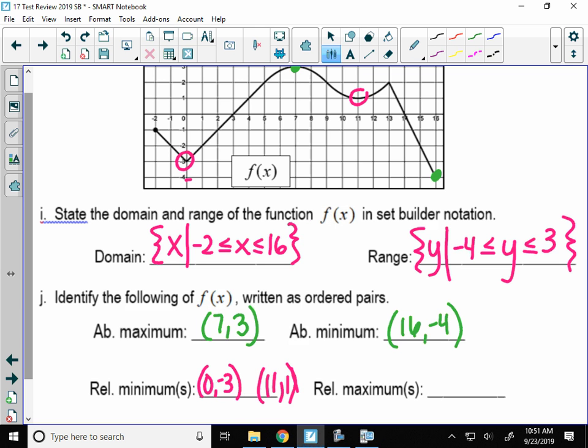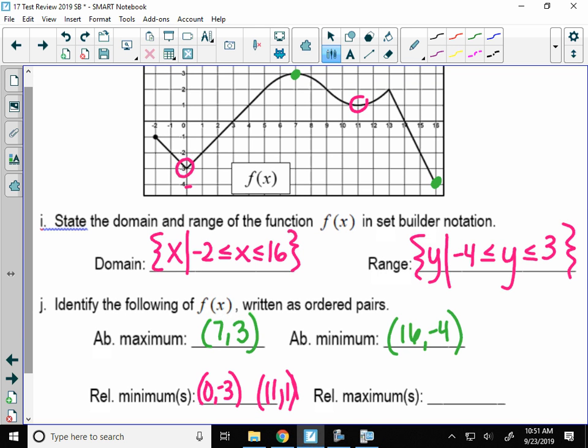And relative maximums are my mountaintops, turning points that are highest points. That is the same point we already used, 7, 3. Your absolute max can also be a relative maximum, and then also at 13, 2. Be careful. End points cannot be relative maximums or minimums. They're not turning points. Relative maximums or minimums have to be turning points.